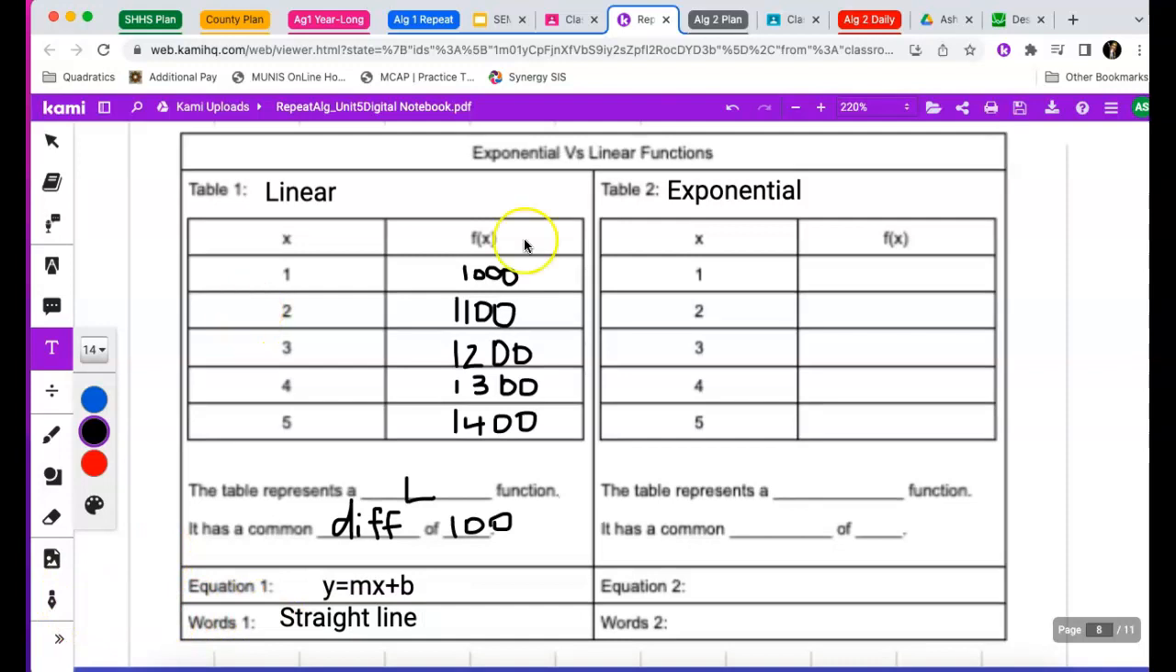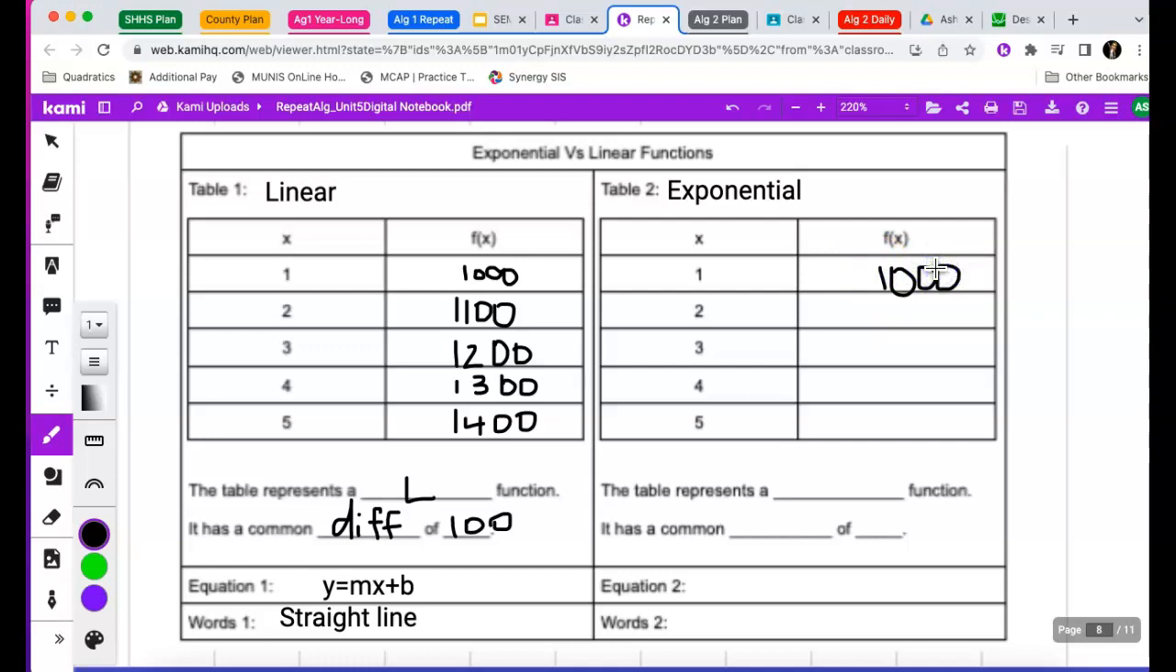All right, so exponential graphs, they curve. They're not going in a straight line. They're not having the same number added each time. Okay, so our exponential functions, let's just say we start at 1,000 again. So the thing about exponential functions is it grows a lot quicker. So instead of adding the same number each time, we're going to be multiplying by the same number each time. So let's just say we're multiplying by 2.